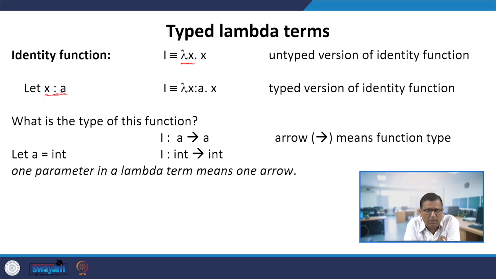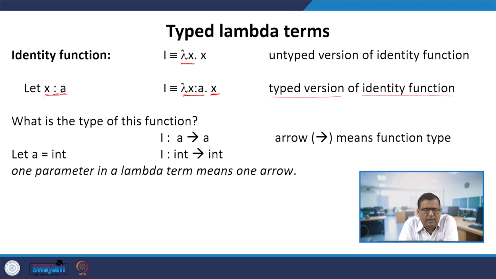That means the type of this parameter is A. If that be the case, we write lambda x colon A. This notation says that for the parameter x, within this lambda x, x colon A means x has type A. Then the body remains as it is. In the typed version, the body remains as it is, and the parameters are given types. This is called the typed version of the identity function.